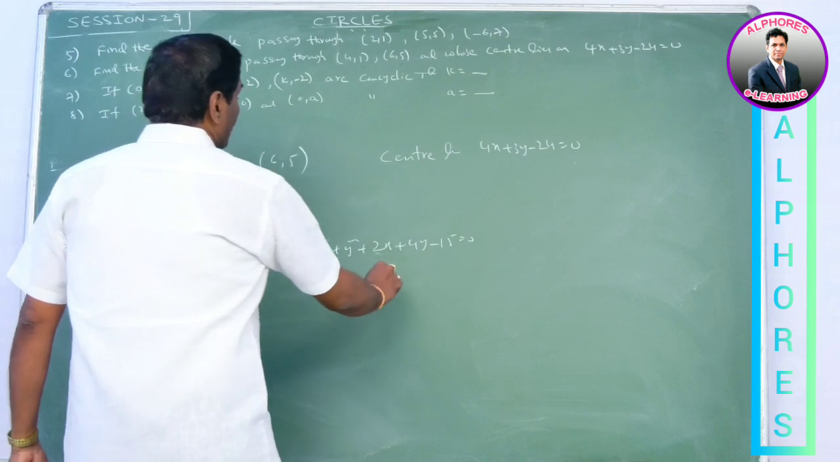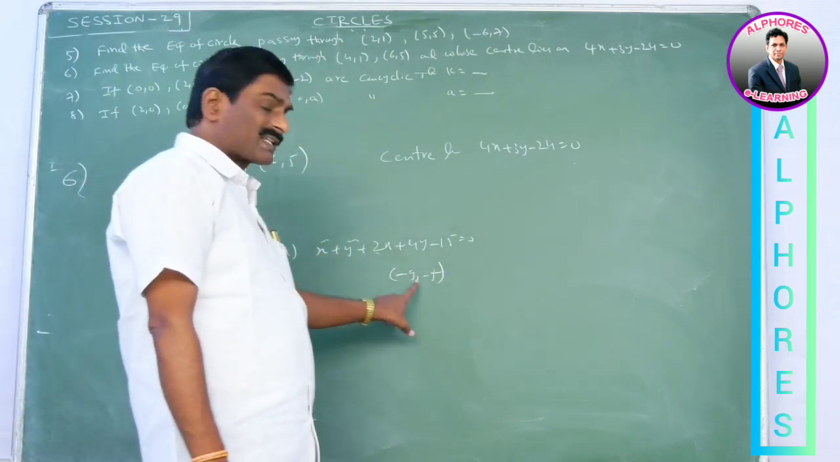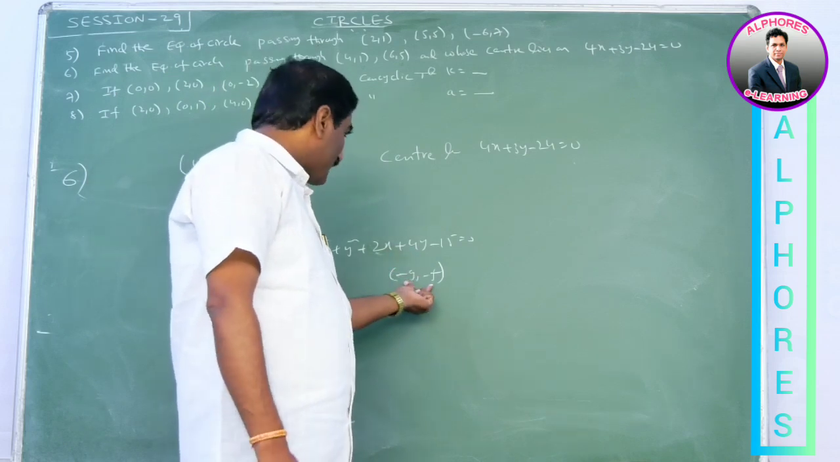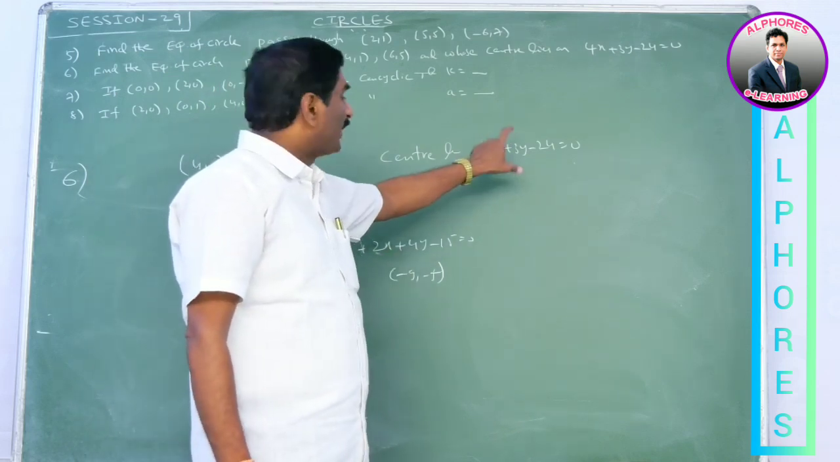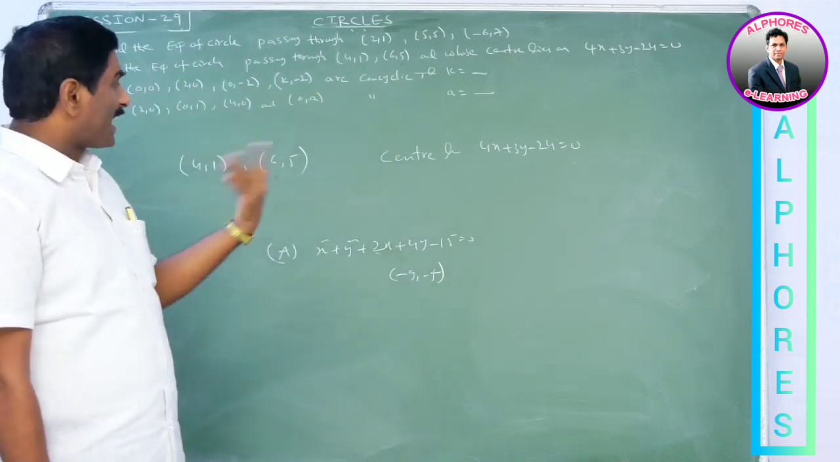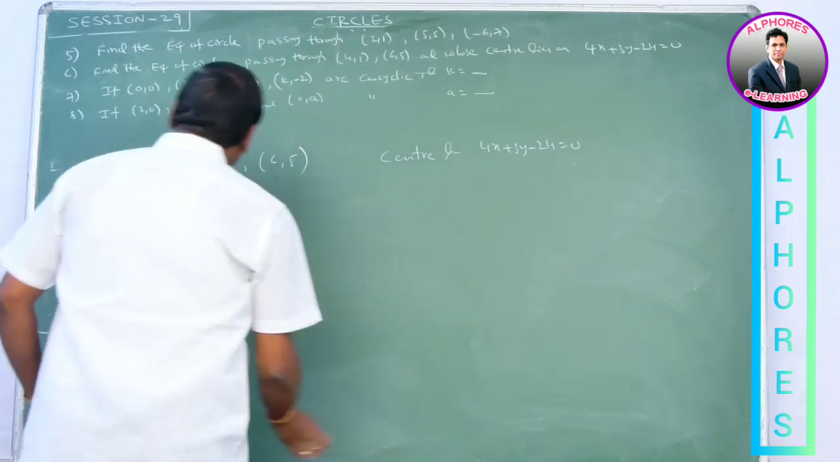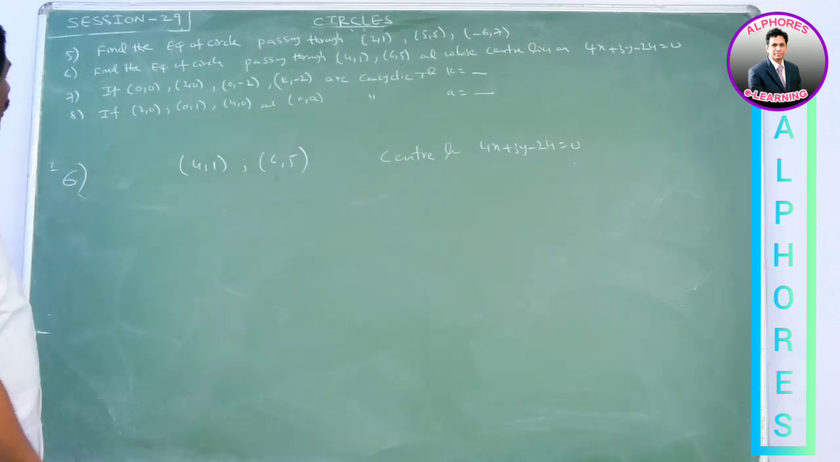Center means, what is the center of the circle? (-g, -f). In the first option, you find the center of the circle, (-g, -f). Substitute this point in this equation. If it is true, this is the correct answer. Otherwise, it is false. It is the verification method. In the actual method, we can solve the problem in this way.